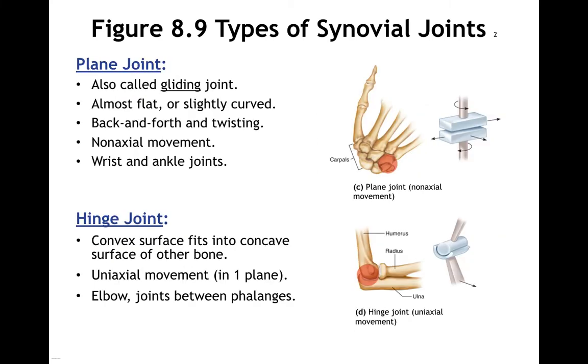A plane joint is also called a gliding joint. It's almost flat, a little bit curved perhaps, allows for back and forth and twisting, non-axial movements. We have these in our wrist and ankle joints. A hinge joint has a convex surface that fits into a concave surface on the other bone. It allows for uniaxial movement, only in one plane, and the elbow joint is a good example of a hinge joint.